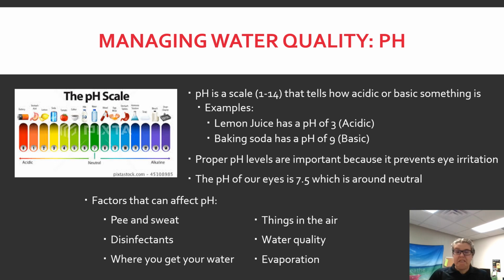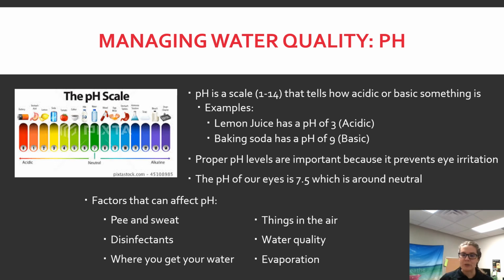Anything that makes you, or you give to your kids and you watch them get that reaction, because that's what I do to my nephews, that's acidic. On the other side is baking soda. That is more basic. So proper pH levels are going to prevent eye irritation, and that's what we're looking for. Remember, water quality, safety, and comfortability. Our eyes' pH is 7.5. Guess where we want our pH to be? Between 7.2 and 8.2. So 7.5 falls right into that category.